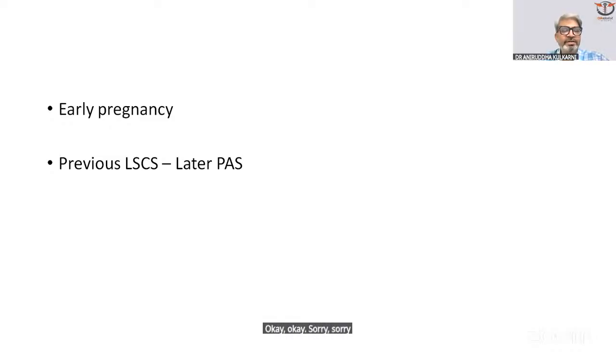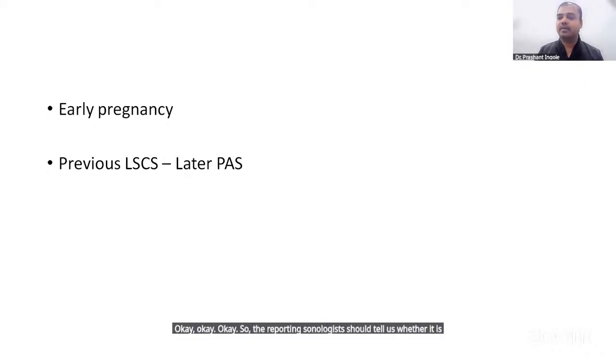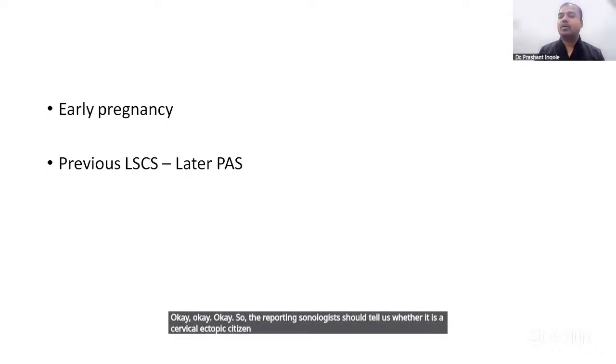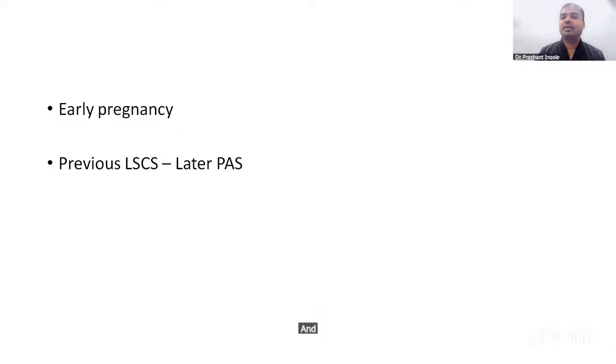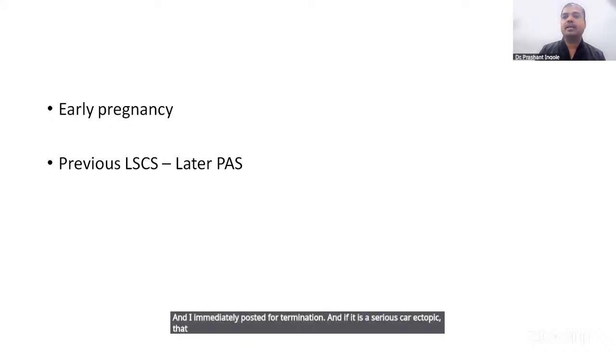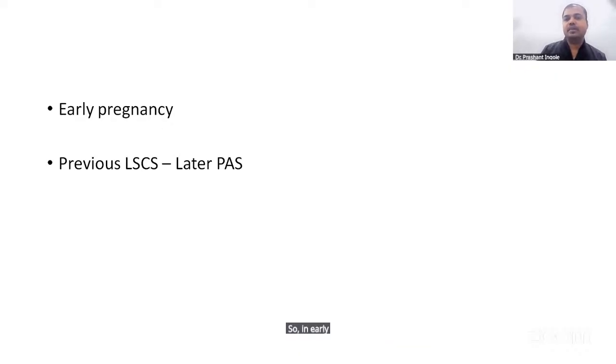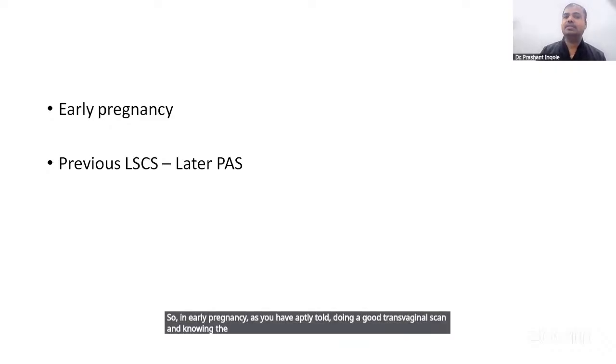Please go ahead. So the reporting sonologist should tell us whether it is a cervical ectopic, cesarean scar ectopic, or a cornual pregnancy, or a low implantation gestational sac. Because without that information, if the patient comes to me with bleeding PV, and I immediately post her for termination, and if it is a cesarean scar ectopic, that would be a very big catastrophe because the patient may land up with hysterectomy. So in early pregnancy, as you have aptly told, doing a good transvaginal scan and knowing the location of the pregnancy is very, very important.